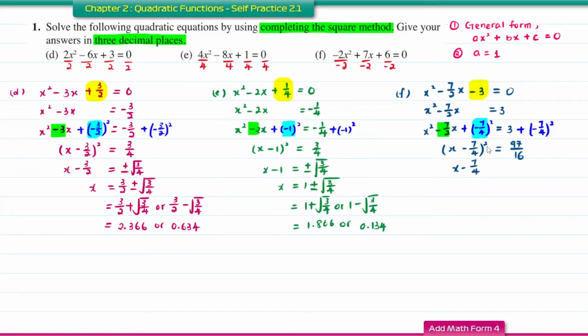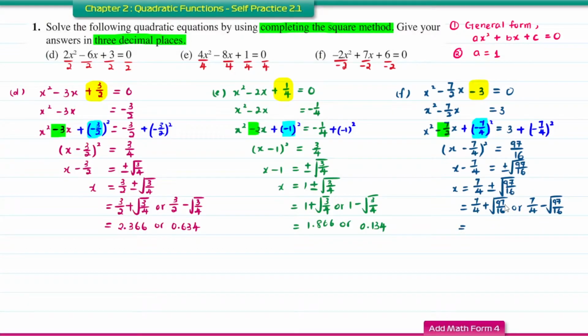Next, move the square to the other side. So it will be plus minus square root 97 over 16. So x is equal to, later on you're going to move this negative 7 over 4 to the other side. So positive 7 over 4 plus minus square root 97 over 16. So the value of x is 7 over 4 plus square root 97 over 16 or 7 over 4 minus square root 97 over 16.